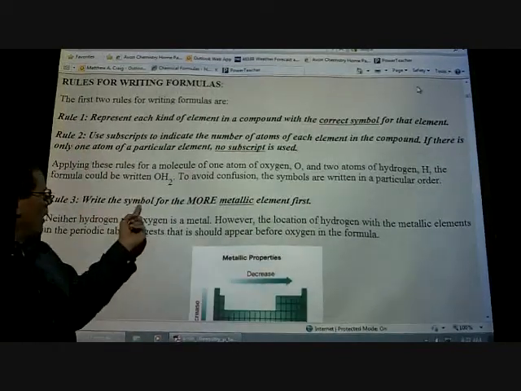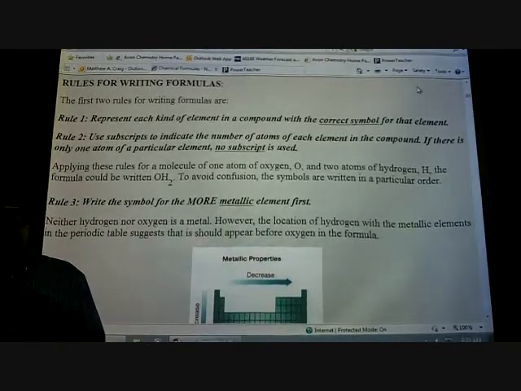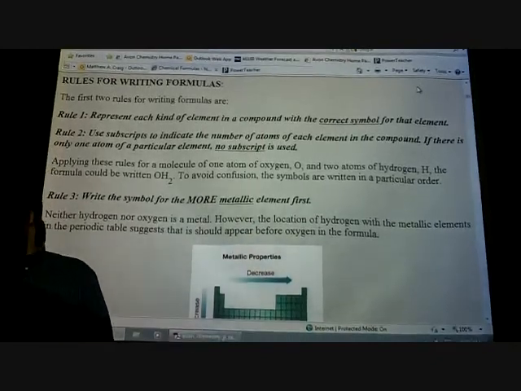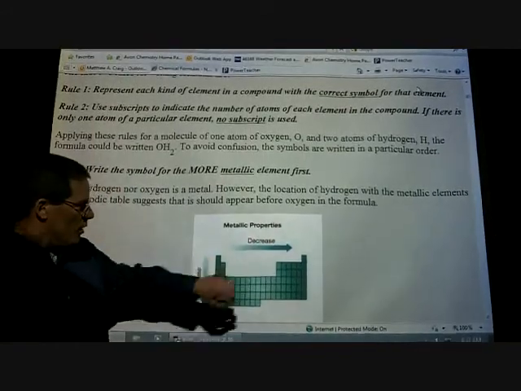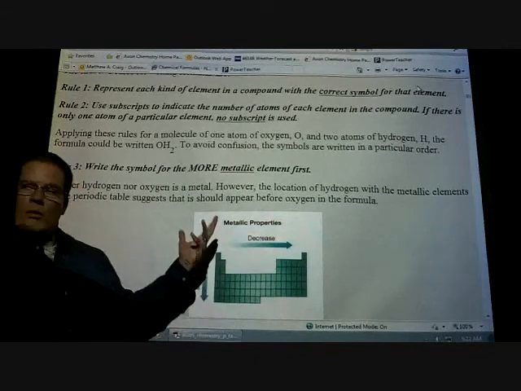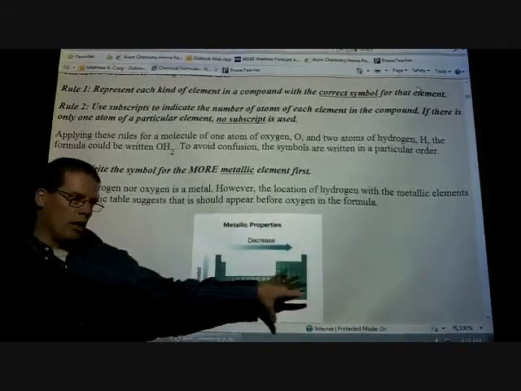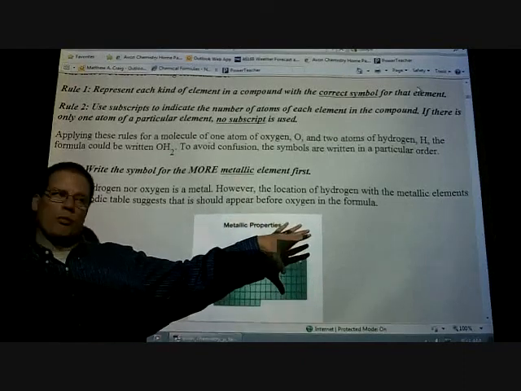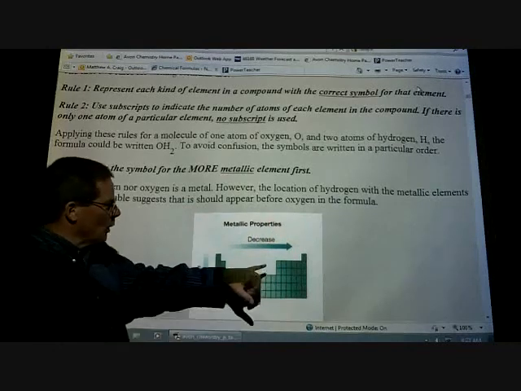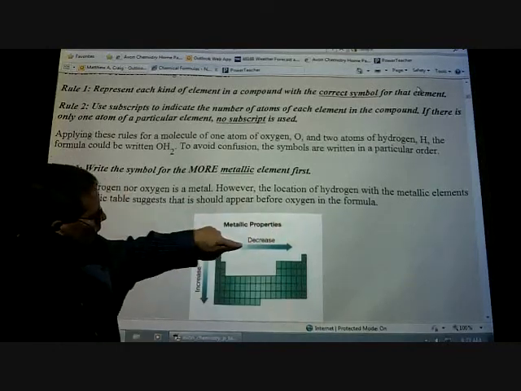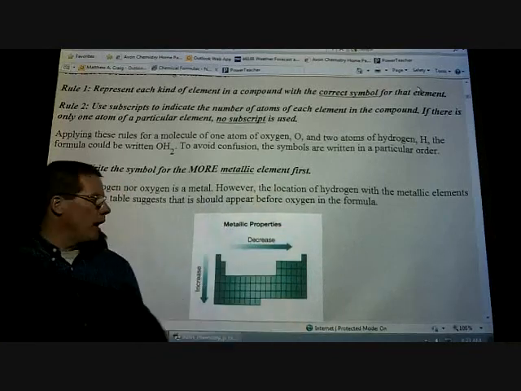Number 3, write the symbol that's more metallic first. Now, since we're only working with nonmetals, this rule really makes more sense. Because back when we did the ionic, we said metals are over here, nonmetals are over here. If it's a metal, write it first. However, in this case, we have to look at the more metallic element. Now, it doesn't mean that it's a metal just because it's more metallic, which is kind of weird. So when we look at it, metallic character decreases as you go from left to right, and it increases as you go down the periodic table.